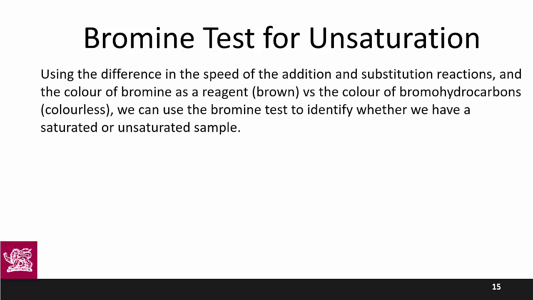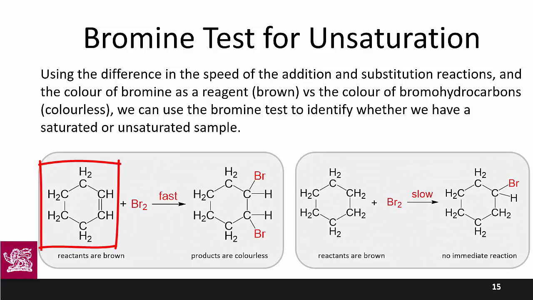The final thing that we looked at in the carbon chemistry unit of physical sciences is the bromine test for unsaturation. So using this addition reaction and substitution reaction, the addition reaction being fast and for alkenes and alkynes, and the substitution reaction being slow for alkanes, we can differentiate between a clear, colorless solution if it's a hydrocarbon that's saturated or if it's unsaturated. So in this case, we've got cyclohexene on the left and cyclohexane on the right, and these will react quite differently. Cyclohexene reacts rapidly and decolorizes bromine water to produce a colorless solution.